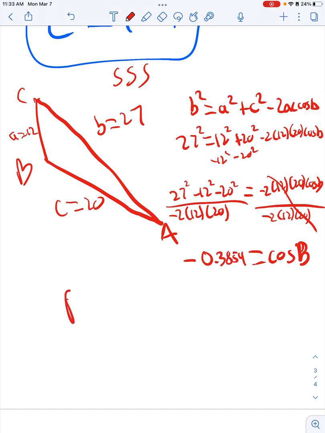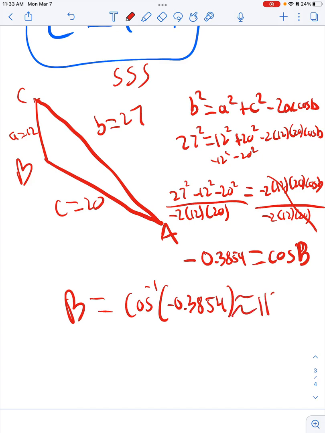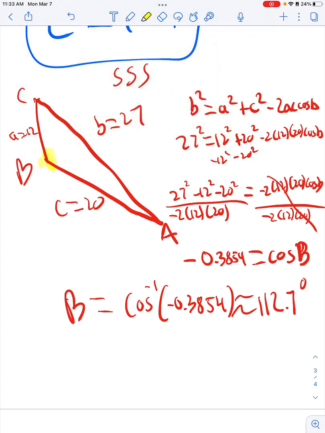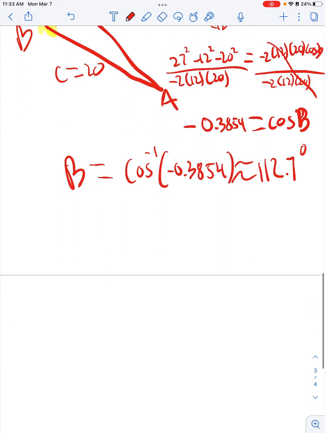negative 0.3854. And when we find the inverse of negative 0.3854, we get approximately 112.7 degrees, which when we look at this angle, it does look rather big. So 112.7 degrees does make sense.